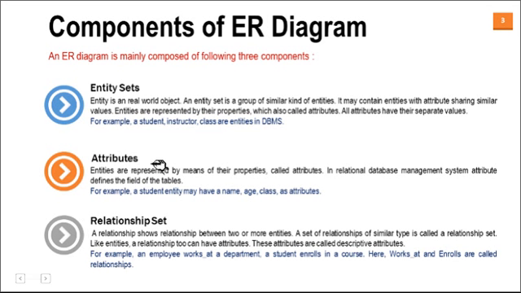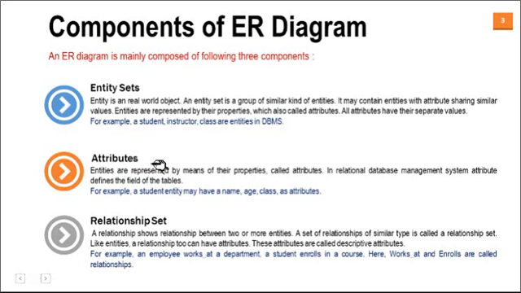Next one is our attribute. Each and every entity has its attributes. Attribute means the characteristics of that particular entity. Yes, if I talk about a student, the student has characteristics. They have their own name, their roll number, their age, their class, their institute. Yes, they all have their characteristics.